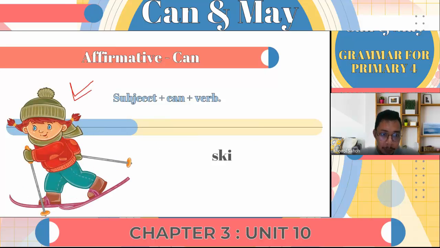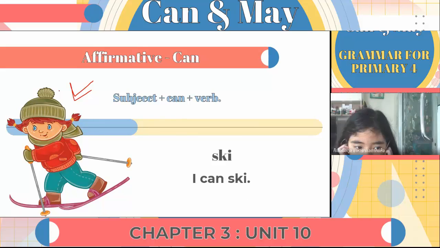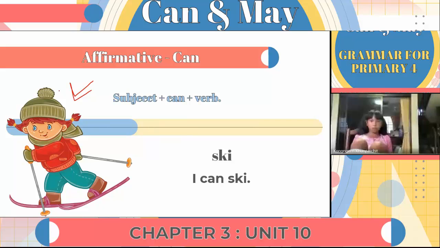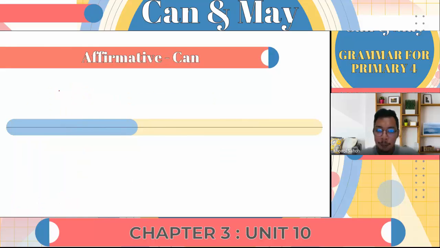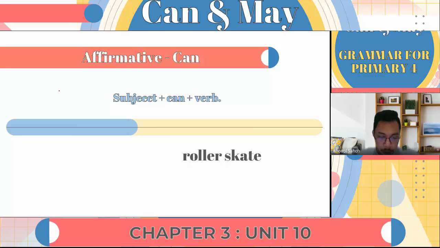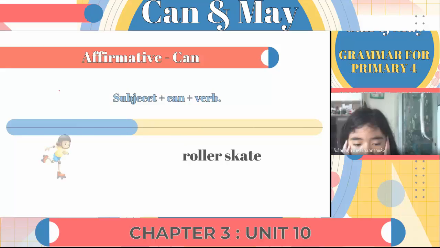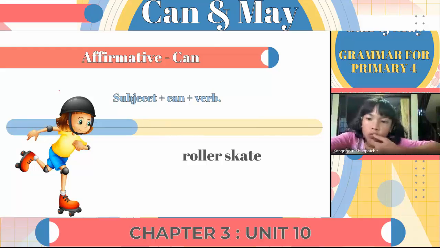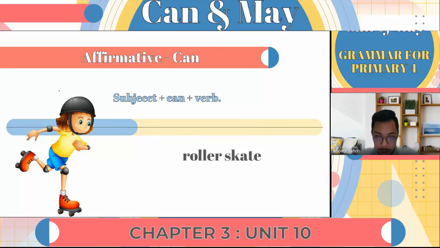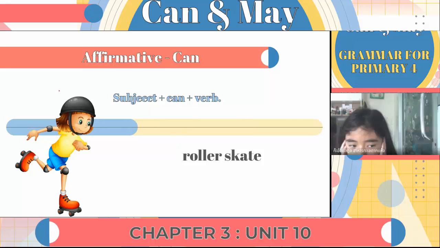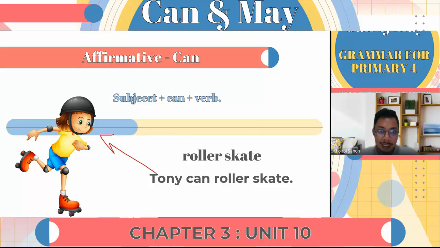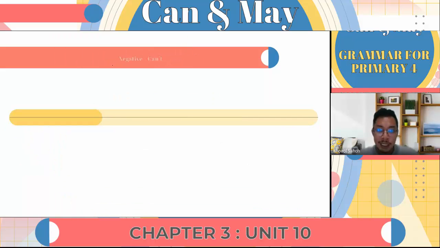Next, affirmative sentence using ski. I can ski. Do you know how to ski? Can you ski? Can you go skiing? No. What about this? Roller skate. Can you roller skate? Do you know how to roller skate? Tony can roller skate. So these are affirmative sentences using can.